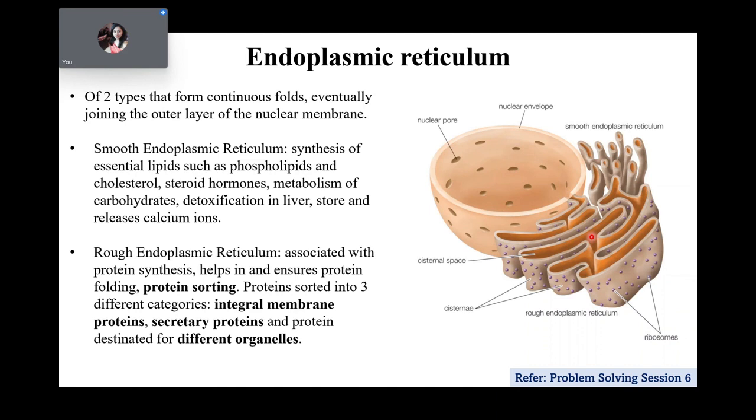On the other hand, the rough endoplasmic reticulum is associated with protein synthesis and protein sorting. As I've already mentioned, the proteins can be sorted in three different manners. It can be an integral membrane protein, it could be a secretory protein which can go to different regions, or it could go to different organelles within the cell, so it can move intracellularly to different regions.